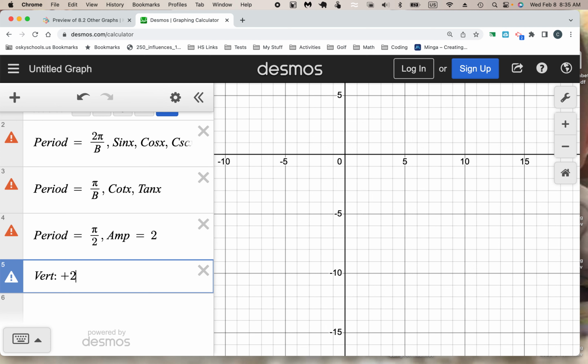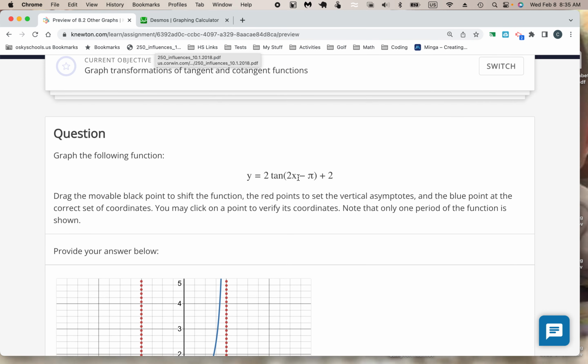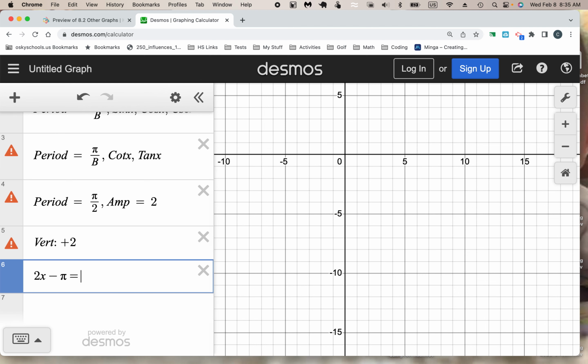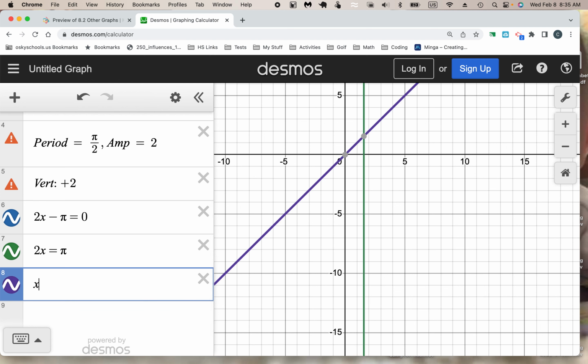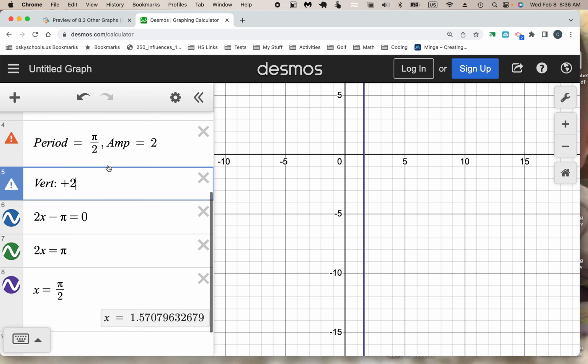Then we need to figure out the phase shift. To figure out the phase shift, you set the inside of this equal to 0. So we have 2x minus pi, and we're going to set that equal to 0. So 2x minus pi is equal to 0. We add pi to the other side, so 2x is equal to pi. Then we divide by 2, and x is equal to pi over 2. So our phase shift, which I'm going to write right here, would be pi over 2.